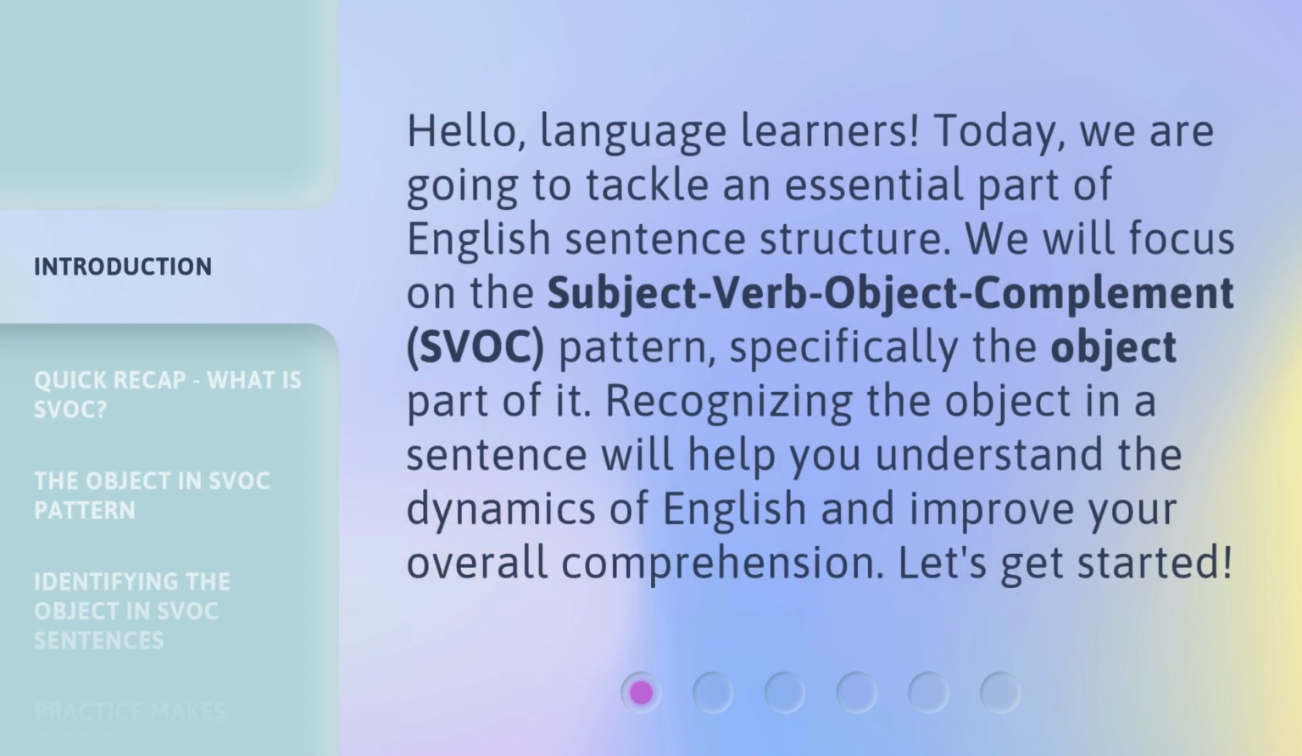Hello, language learners. Today, we are going to tackle an essential part of English sentence structure. We will focus on the subject-verb-object complement, SVOC, pattern, specifically the object part of it. Recognizing the object in a sentence will help you understand the dynamics of English and improve your overall comprehension. Let's get started.